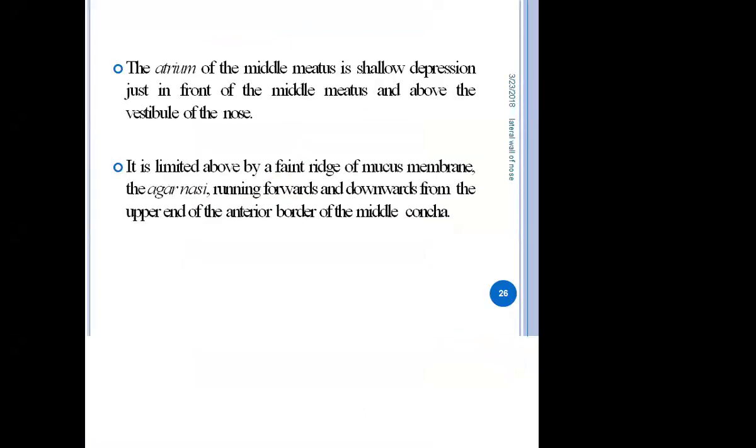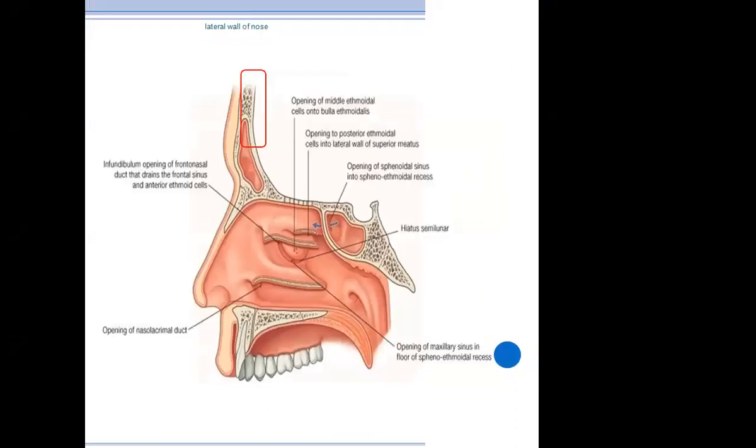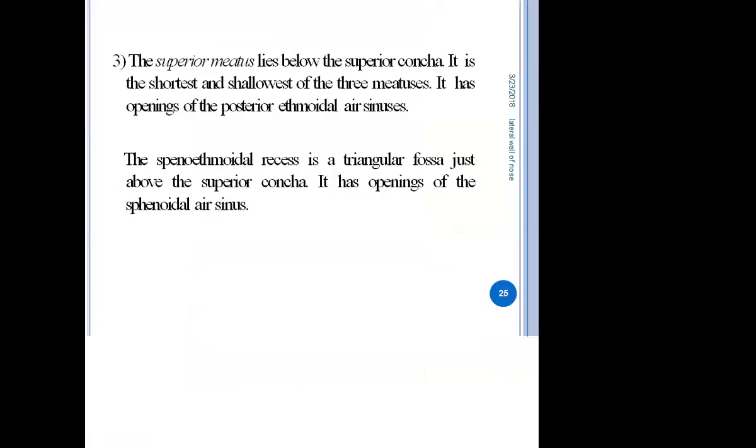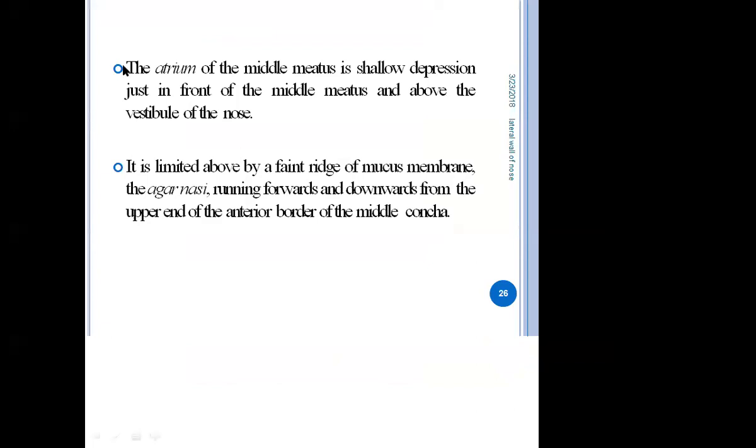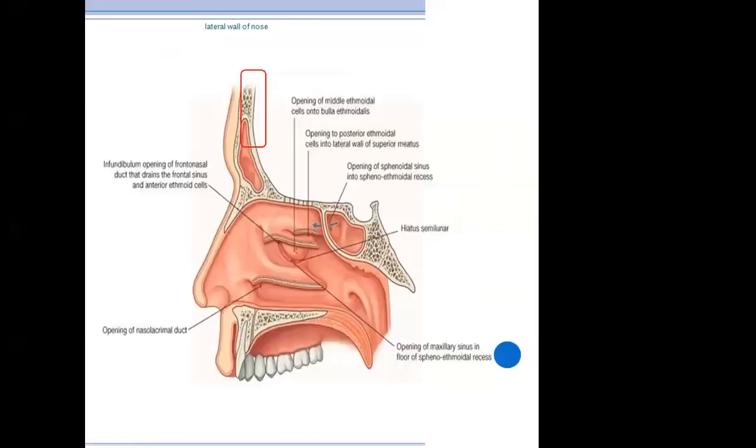Next, coming to what are the other parts of this lateral wall of the nose? We already discussed. Here we have the depressed area. Anteriorly this area is lined by skin and vibrissae. This area is called the vestibule. And one more thing, there is another part called the atrium, the atrium of the middle meatus. It is a shallow depression just in front of the middle meatus and above the vestibule of the nose. So this part is called the atrium.